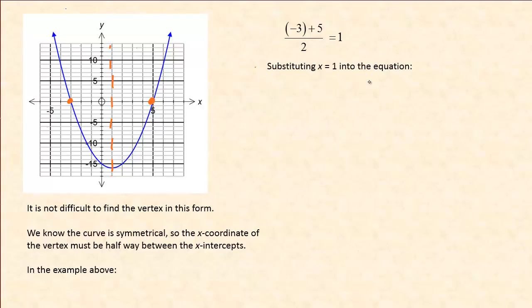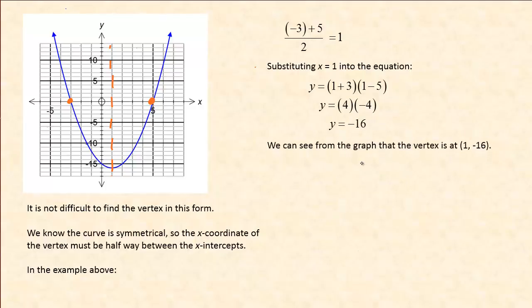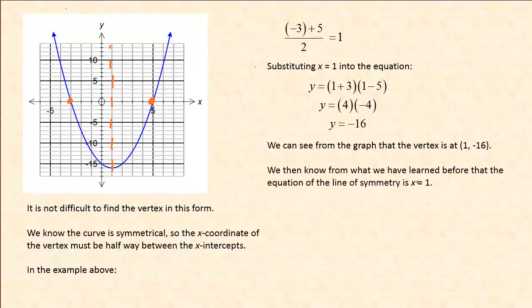Substituting x equals 1 into the equation, y is equal to 1 plus 3, 1 minus 5, which is 4 times negative 4, which is negative 16. And we can see from the graph that the vertex is at 1, negative 16. We then know from what we have learned before that the equation of the line of symmetry is x is 1. In fact, we already talked about that.